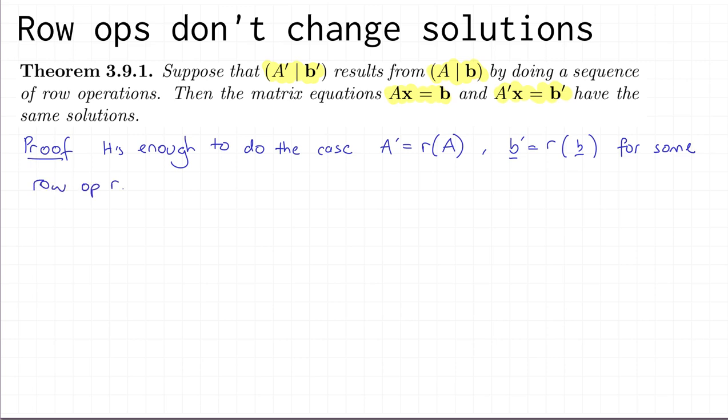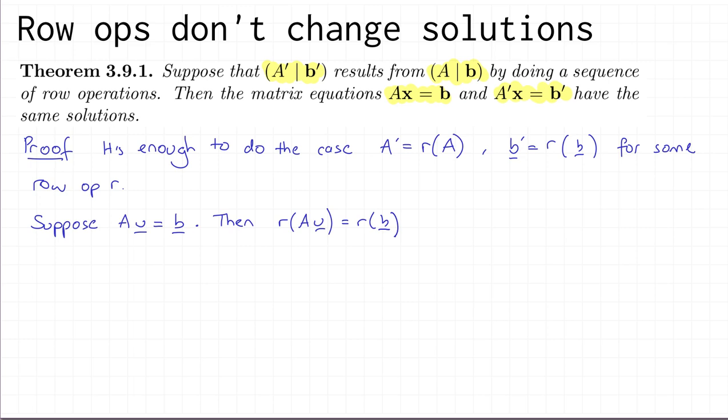Okay, what do we have to show then? We have to show that if something is a solution of the new matrix equation, then it's a solution of the old matrix equation, and if something's a solution of the old matrix equation, then it's a solution of the new matrix equation. So let's suppose that we've got a solution of the old matrix equation. We'll call that U. So A times U is equal to B. And we have to show that U is also a solution of the new matrix equation, A prime x equals B prime. Okay, well, just do the row operation to both sides. So R of AU is equal to R of B.